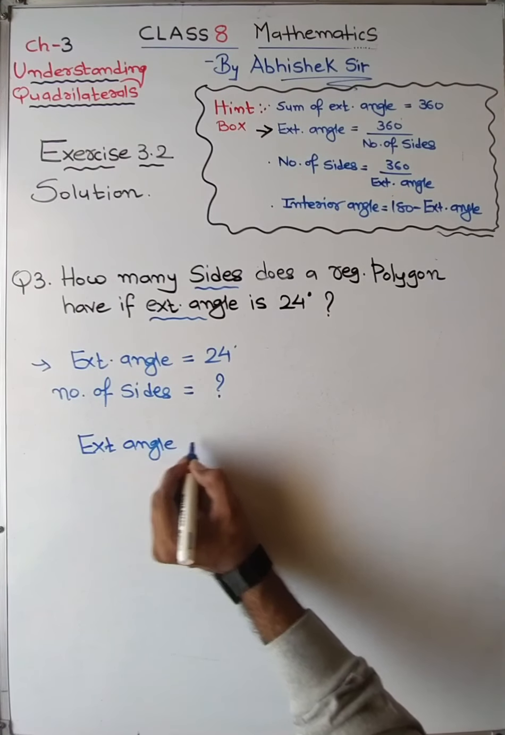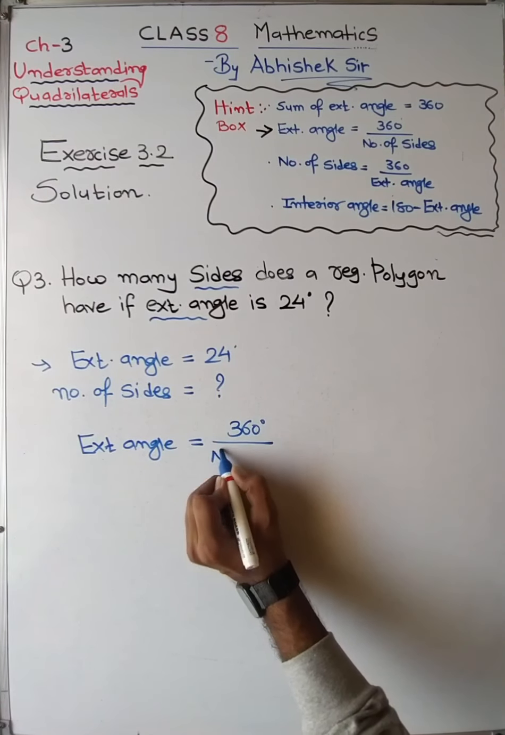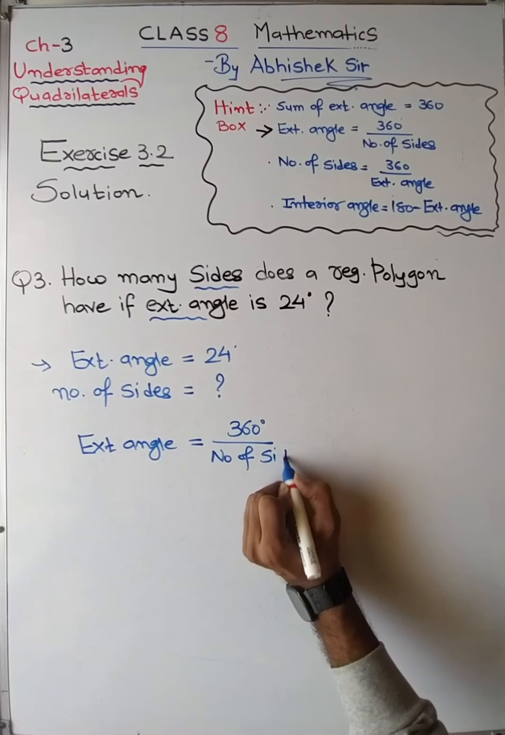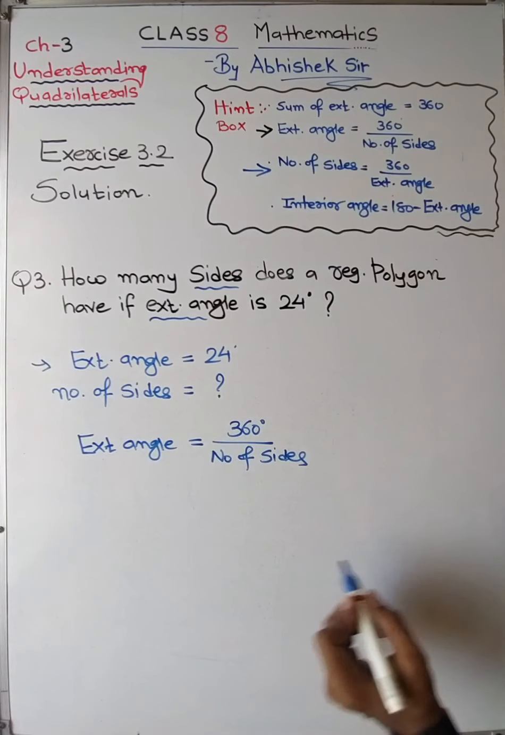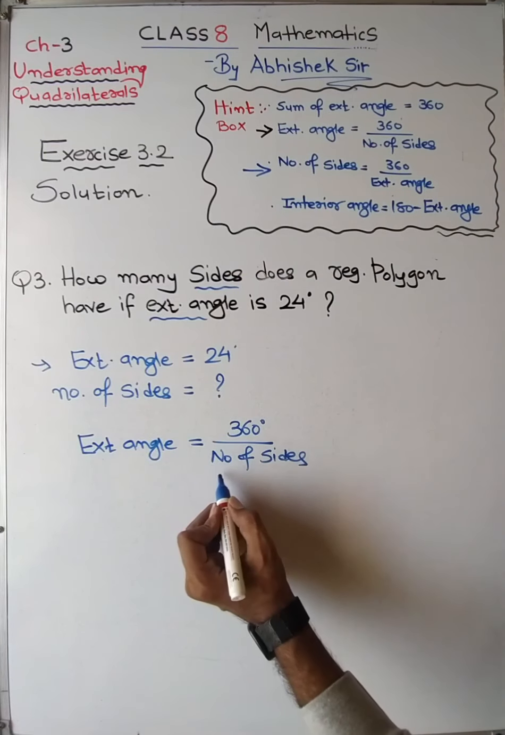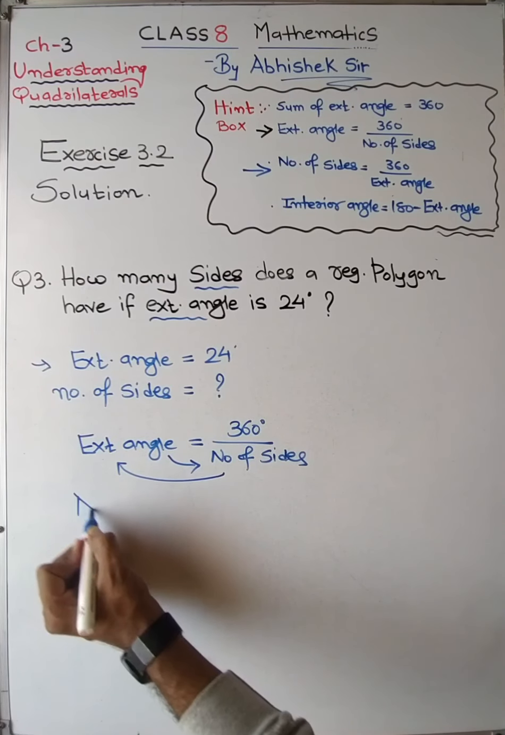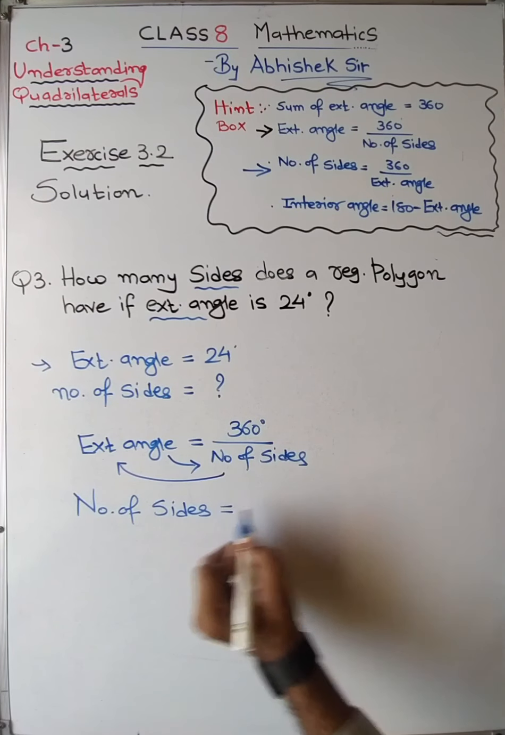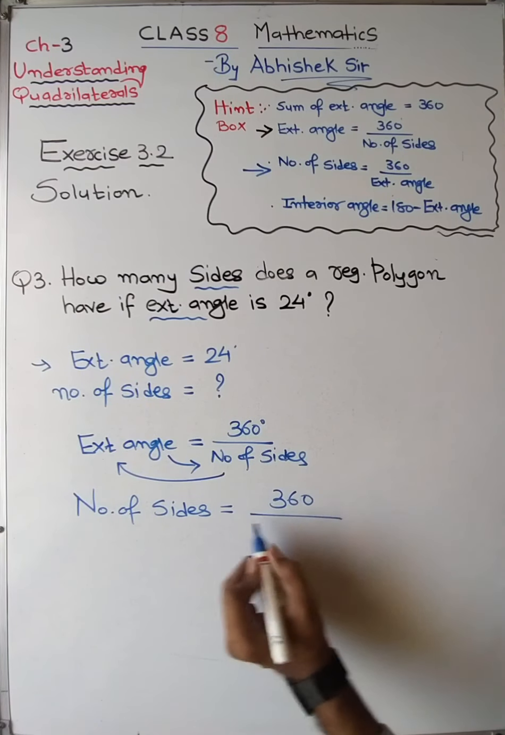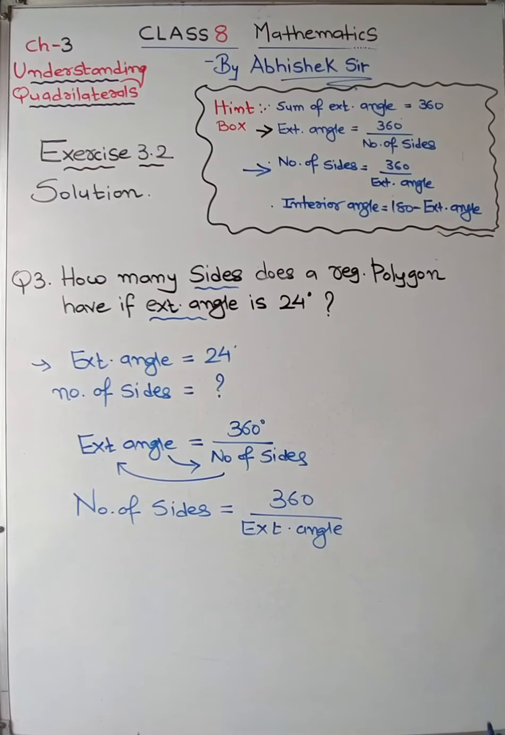Exterior angle equals 360 upon number of sides. As you can see in this formula, we have just exchanged the places because we are finding the number of sides. So let us take number of sides over here and exterior angle here. So our formula becomes number of sides equals 360 upon exterior angle. Directly you can use the formula or you can make your own formula.